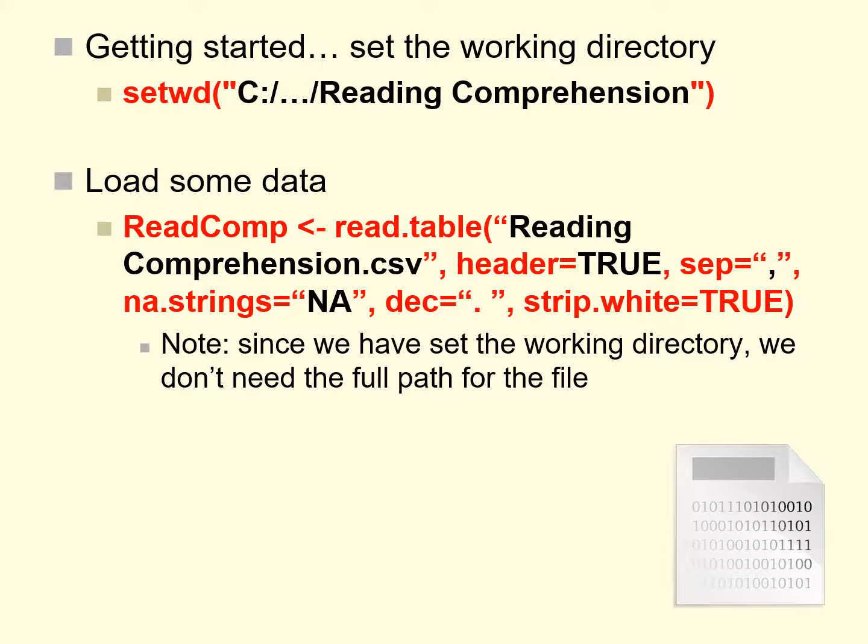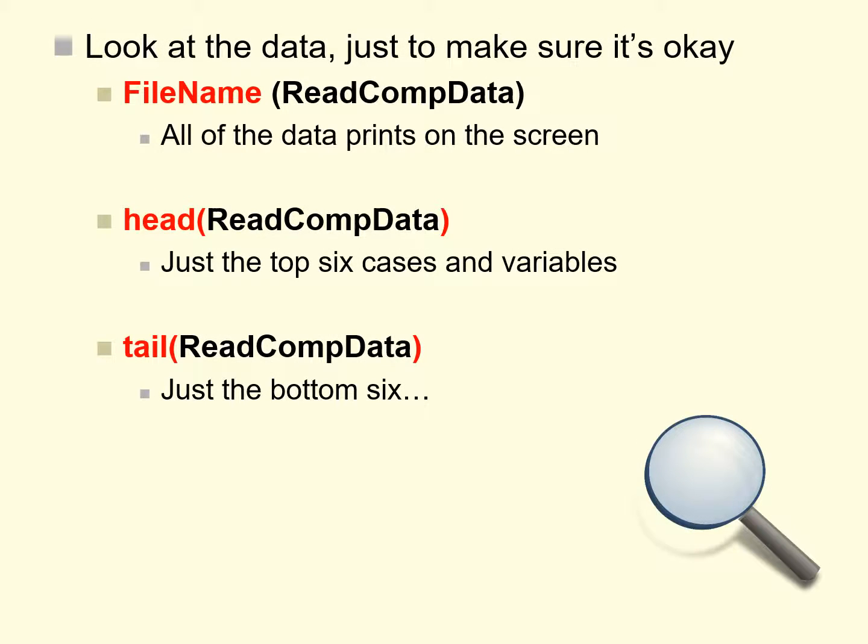So if you had set a working directory for a place where you're going to put all your data, and if that working directory contained your file, in this case comprehension.csv, you could very quickly read it in to an object, a data frame like this, called ReadComp in this case. Once you had your data, you could look at it to make sure it's okay. Here are just a few tricks that I didn't mention earlier on. You could just type in the file name, ReadCompData, to look at all the data on the screen.